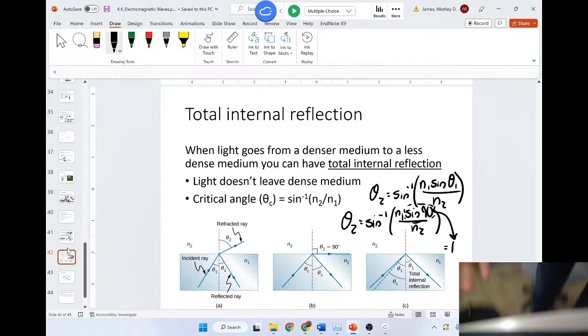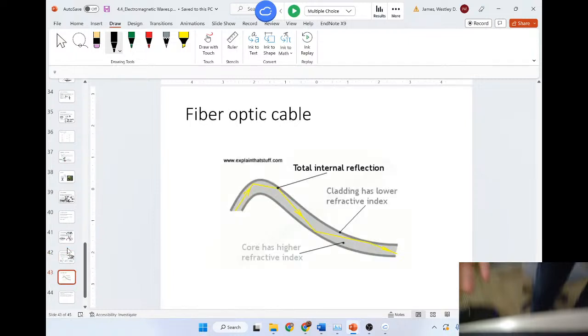Why is this relevant to you all? This happens all the time. We use this for fiber optic cables. Fiber optic cables are glass, and then the material around them has a lower index of refraction, such that the light hits at an angle where it always bounces. This is why you can bend a fiber optic cable and it still works, because the light is just bouncing inside it and propagating along, and it's so fast because it's light.